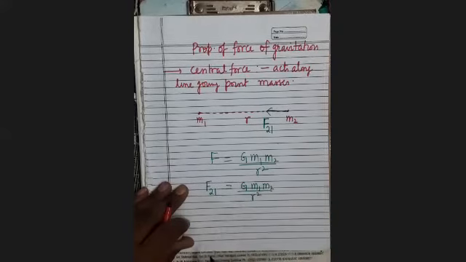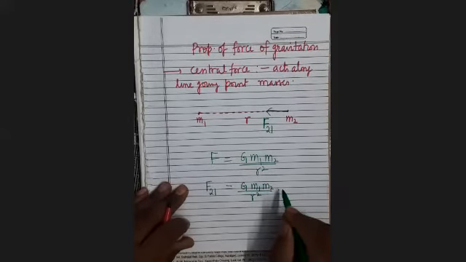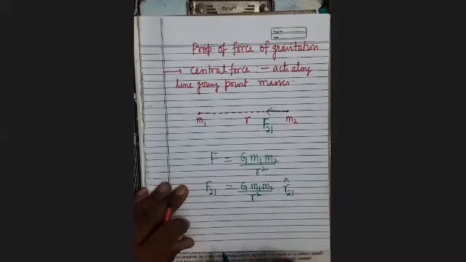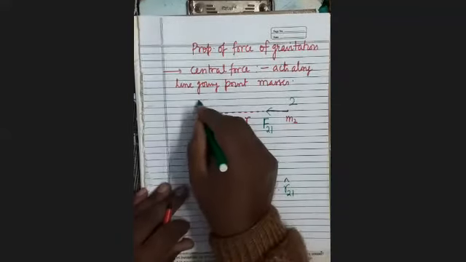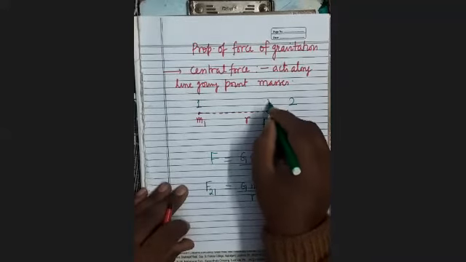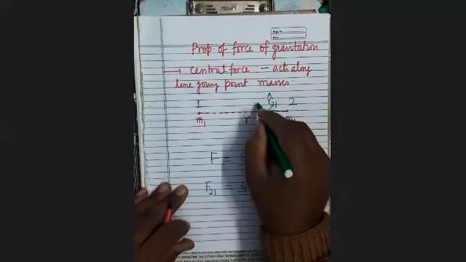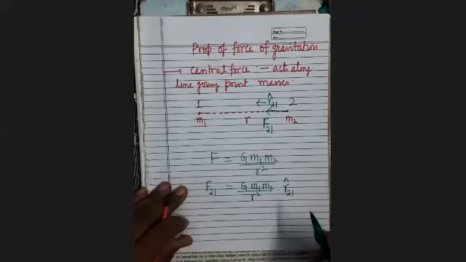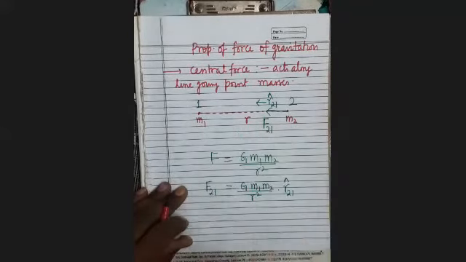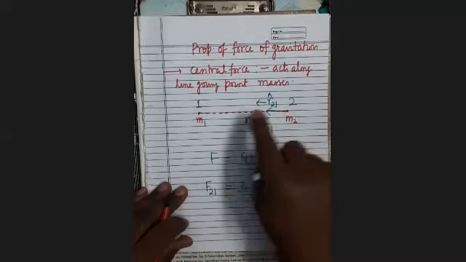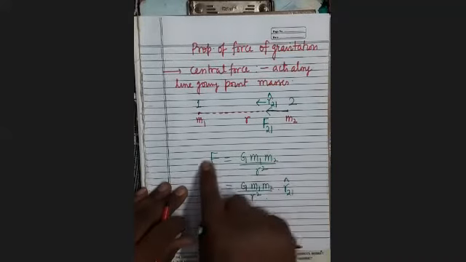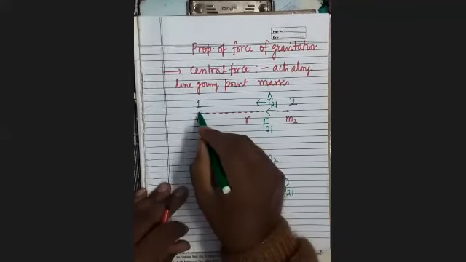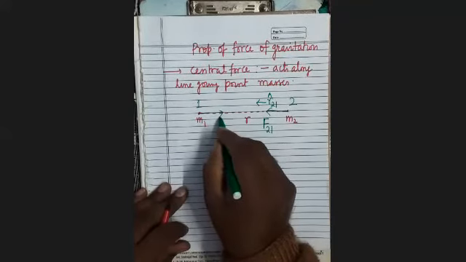This is the magnitude, and we multiply with the unit vector, unit vector r21. This is body 2, this is body 1. Unit vector r21 is directed in this direction. Similarly, what will be the force which m2 exerts on m1? The magnitude of force will remain the same, but the direction of force will be this.